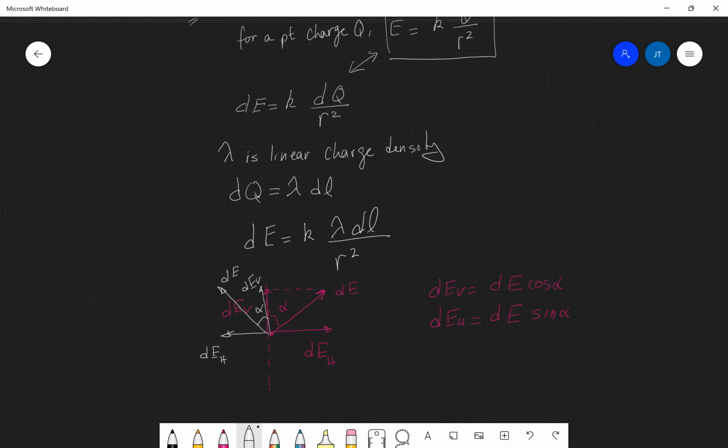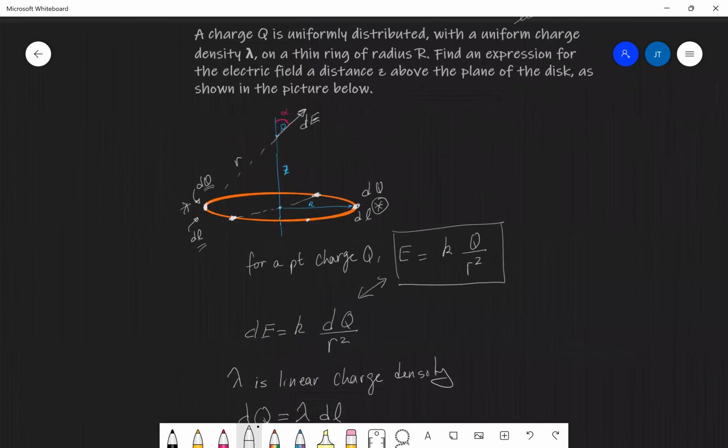And if we look at this, we know just from the symmetry, the horizontal components will cancel out, because these two electric fields have the same magnitude, which is k lambda dL over r squared. The distance from the element charge to the point P is the same from any point on the ring to the point P. I'm taking the same amount of infinitesimal charge over an infinitesimal length. So the electric field has to be the same in magnitude.